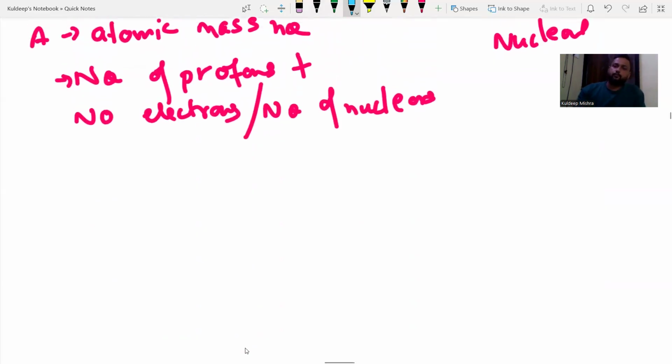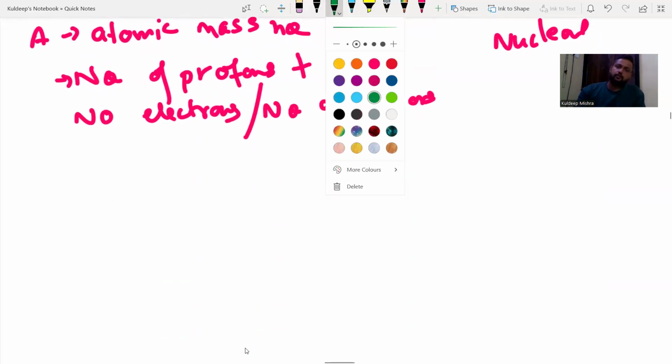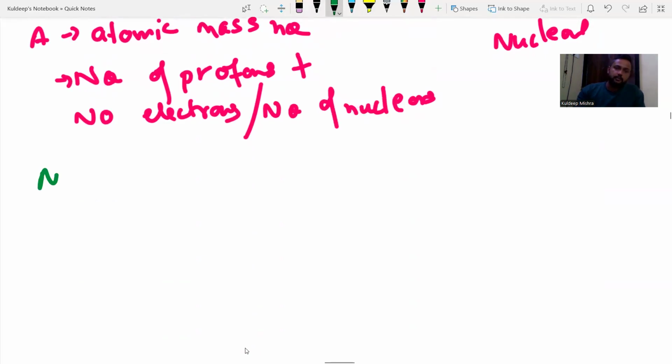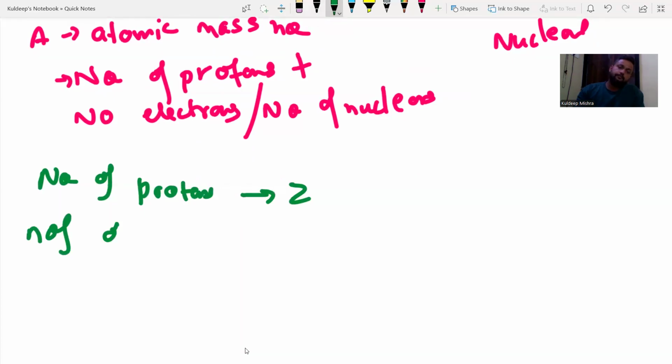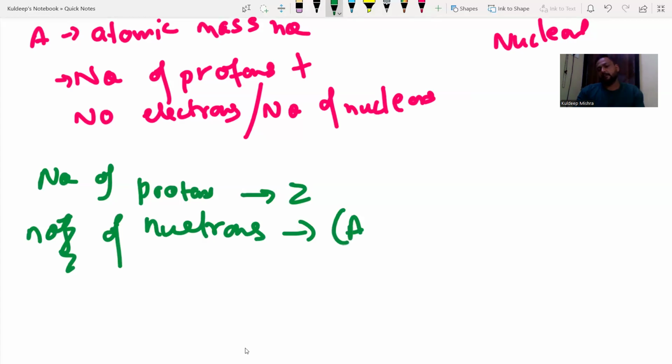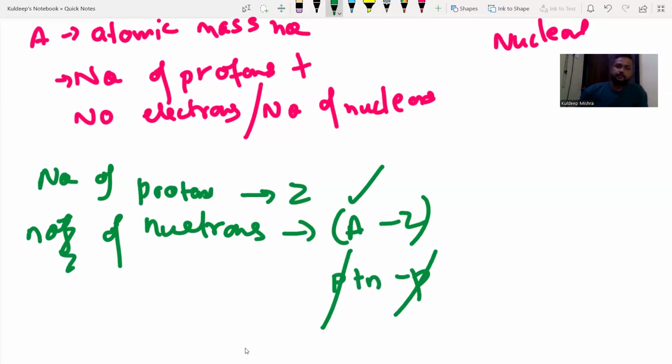Basically we have the number of protons as Z. If anyone asks you how many protons are there in an atom, you will say the number of protons is Z. And the number of neutrons will obviously be A minus Z, because what was A? Protons plus neutrons, and what was Z? Protons. So the number of neutrons is A minus Z.